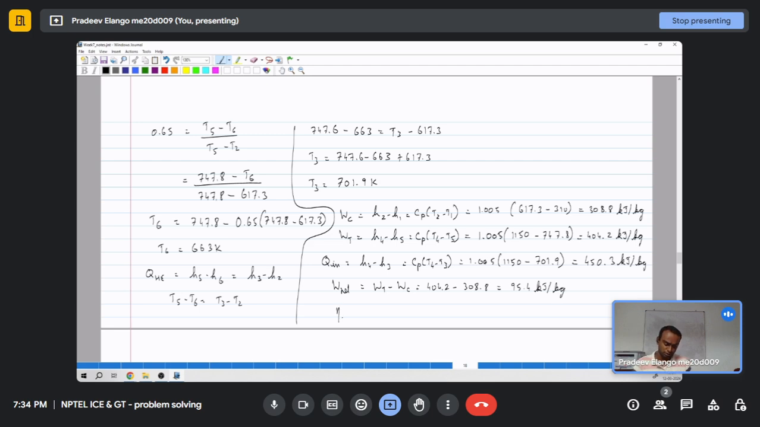And the cycle efficiency is W net divided by Q in. W net is 95.4 divided by 450.3. This is 0.21, so roughly 21.2%.